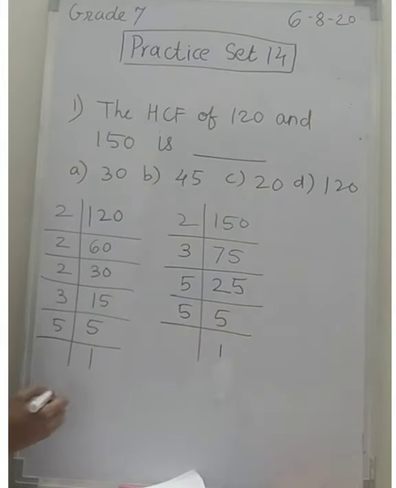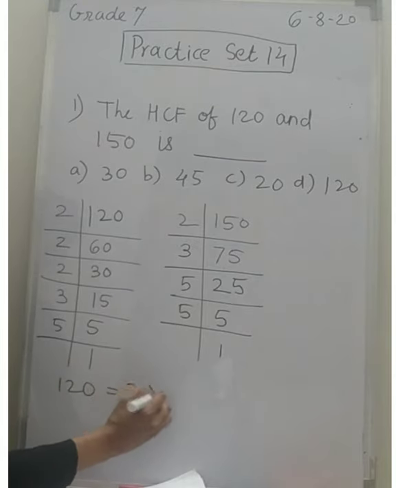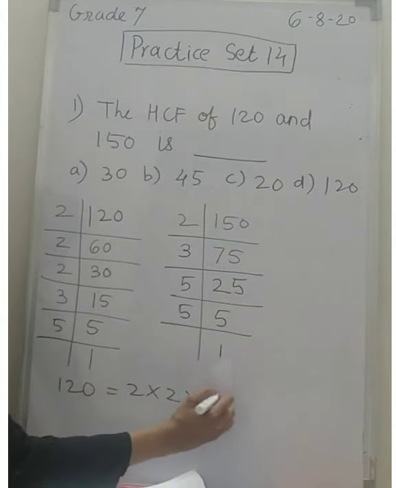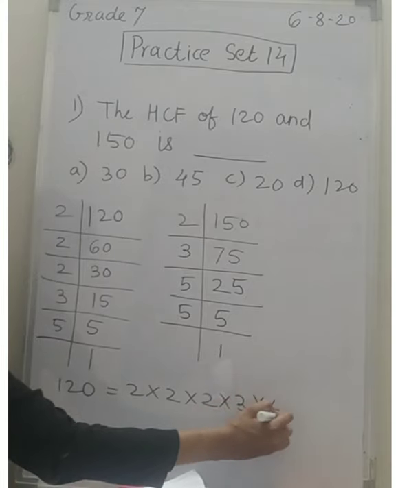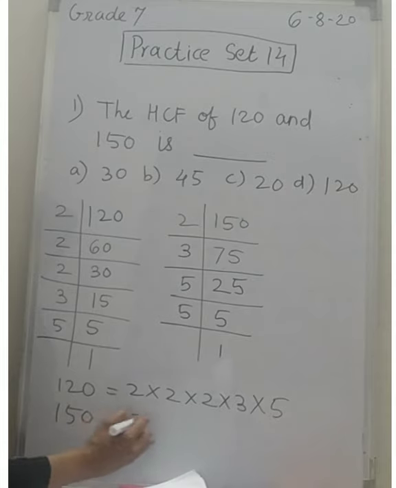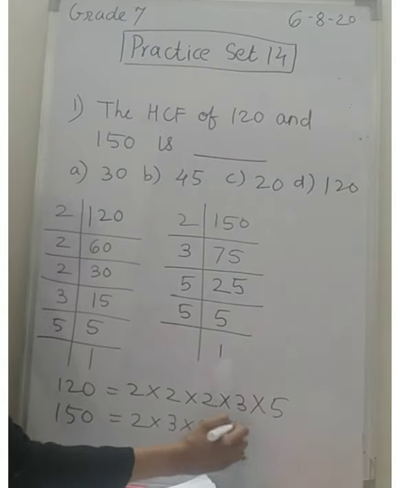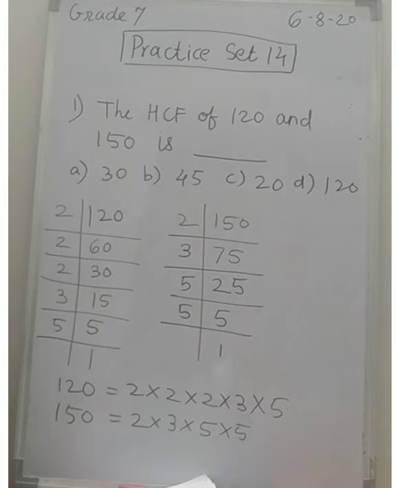Now what are the factors? Write the factors here. 120 is equal to 2 multiplied by 2 multiplied by 2 multiplied by 3 multiplied by 5. Okay? And factors of 150 are 2 multiplied by 3 multiplied by 5 multiplied by 5. Now we are going to find the common factors because we need to find the highest common factor. What are the common factors?